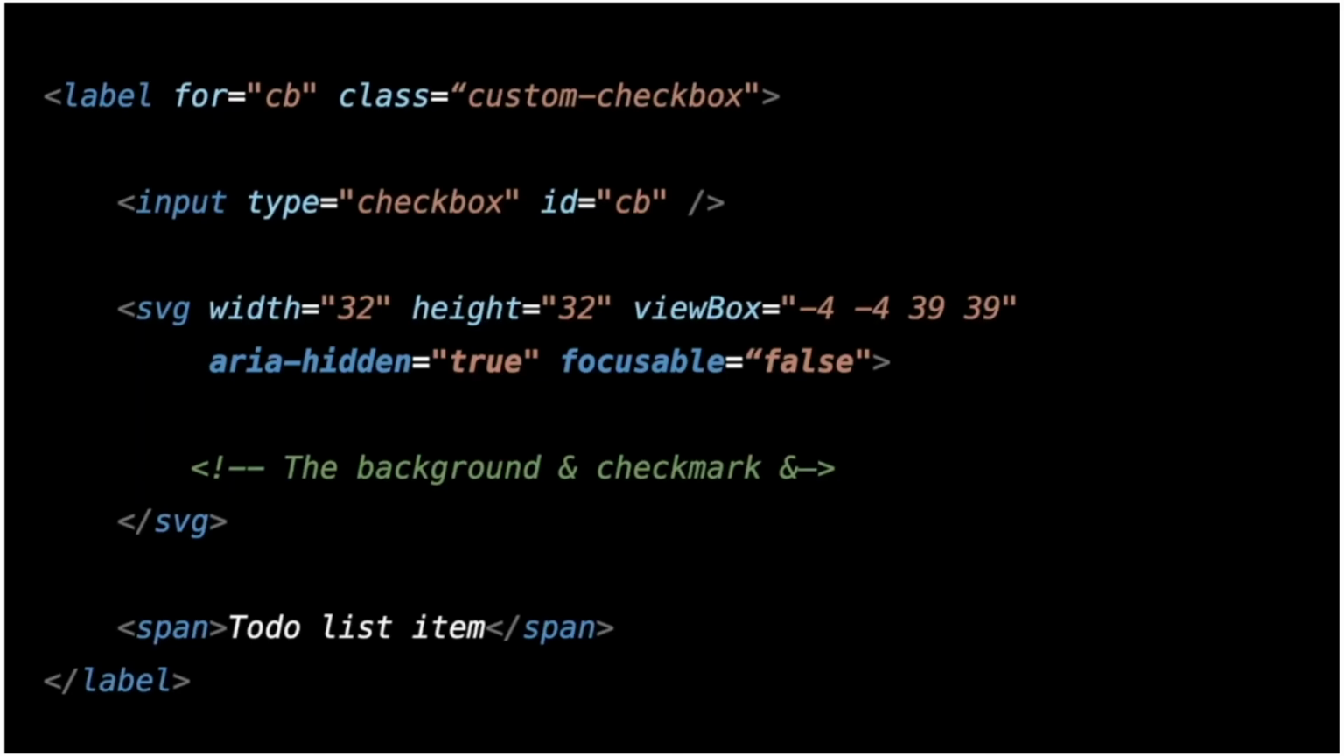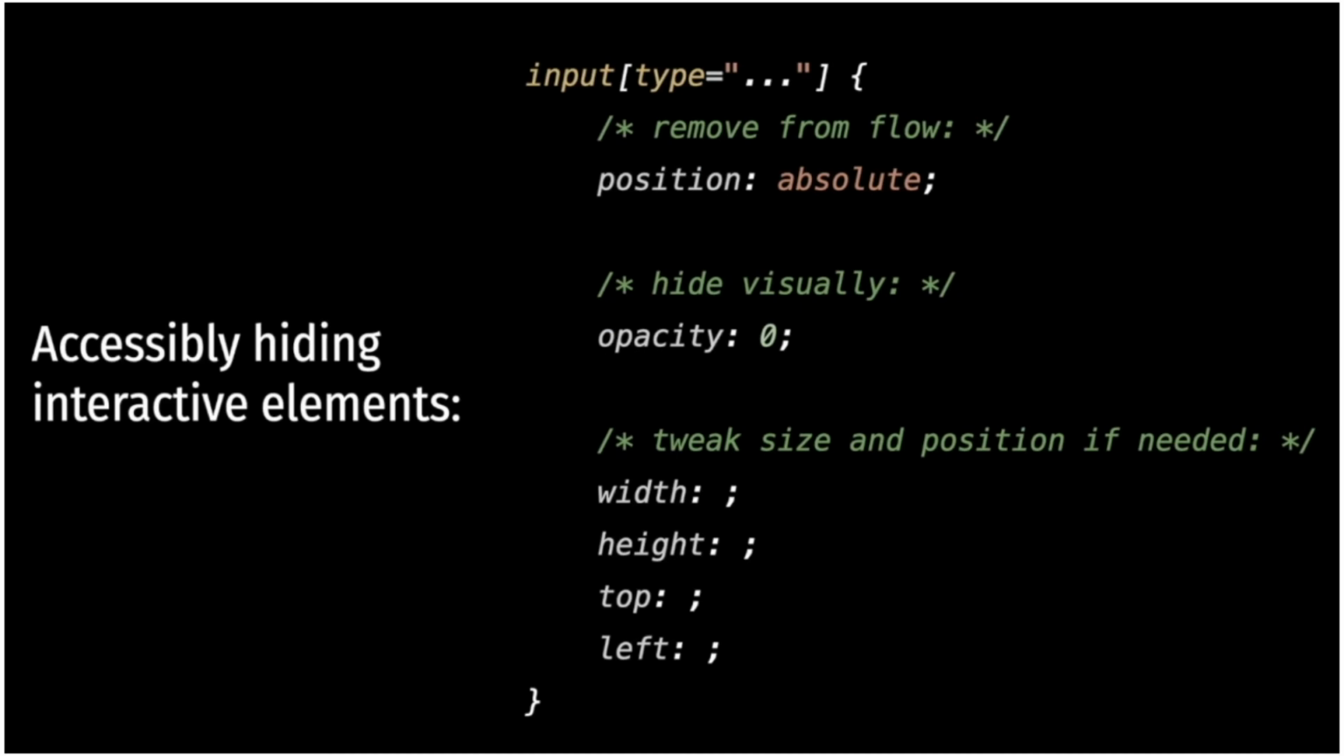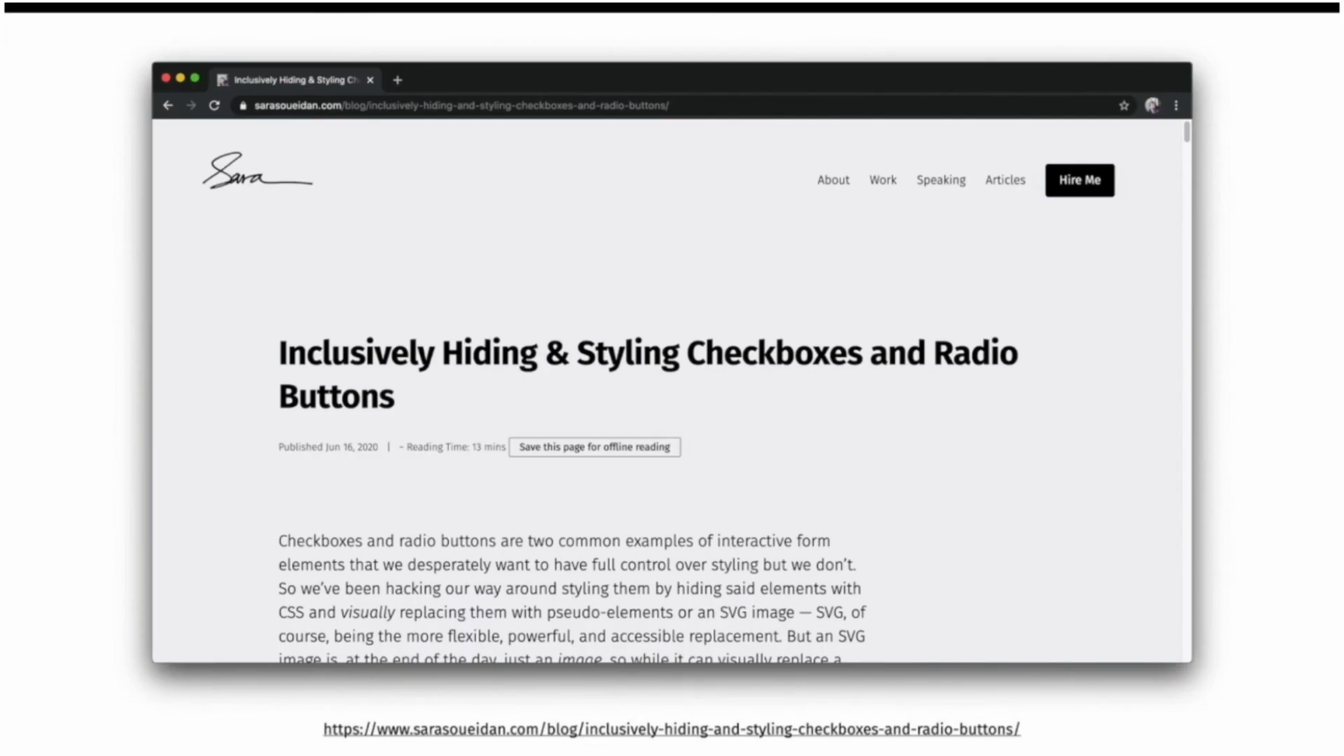And finally, since the native checkbox is still exposed to screen readers and we have a visible text label to go with it, once again the SVG image is redundant and irrelevant, so we'll finally hide it using ARIA hidden and focusable false. And this is how you hide interactive elements accessibly. This applies to checkboxes, radio buttons, file input types, and any other interactive input type that you need to hide and visually replace with something else. For a more detailed recap of this technique, you can refer to the article that I wrote about it on my blog.